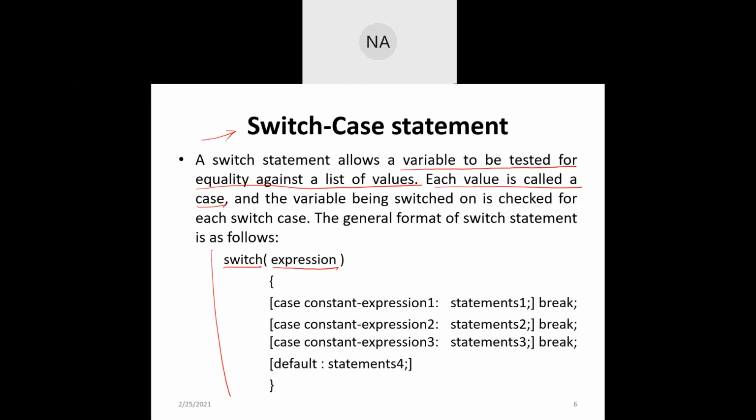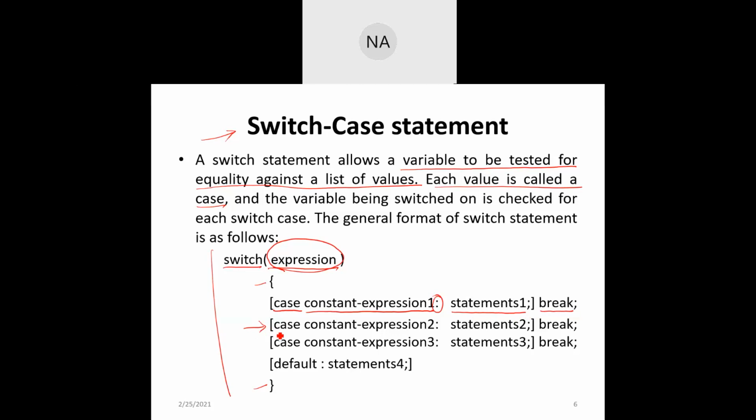Then within the curly braces we have a list of cases. For each case, we write the case keyword and then the constant expression. This constant expression is one of the possible values of the expression specified in the switch statement. Then we put a colon and write the set of statements which are to be executed if that case is true. Then we put the keyword break.